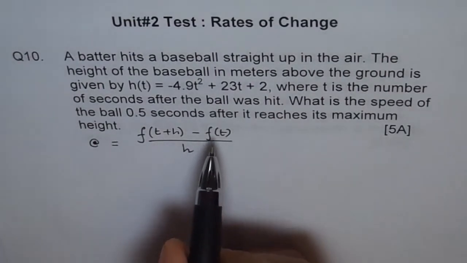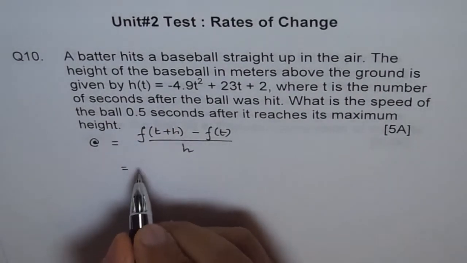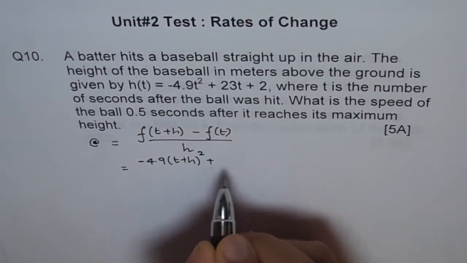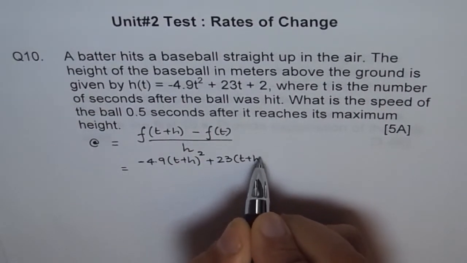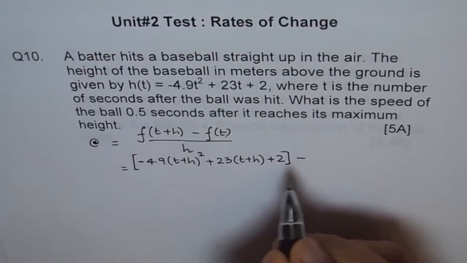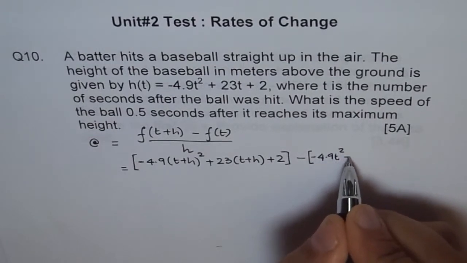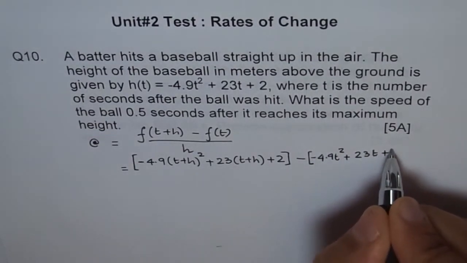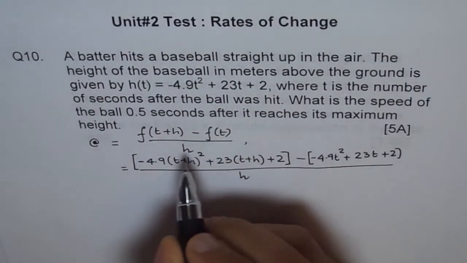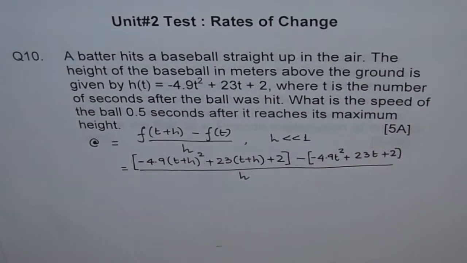Now, t plus h means that you replace t with t plus h in your given equation. And so we get minus 4.9 times t plus h whole squared plus 23 times t plus h plus 2. So this is f of t plus h, minus f of t, which is minus 4.9 t squared plus 23 t plus 2, all this divided by h. And what is h? h is a point which is very, very small. So we say h is very, very small as compared to 1. Let's say 0.001 types.